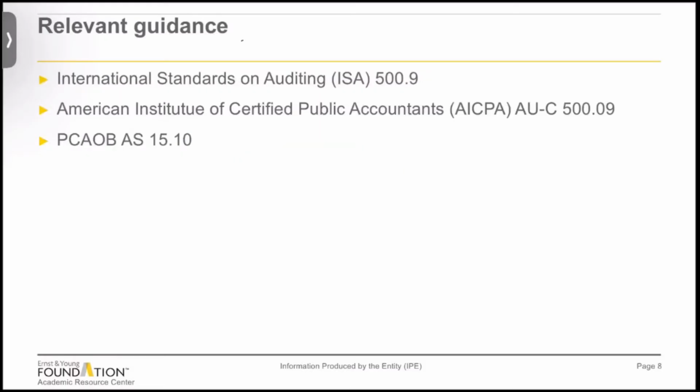So the relevant guidance for the testing of IPE and the understanding of the underlying measures under which IPE is produced: we have ISA 500, Section 9, AICPA AUC 500.09, and PCAOB AS 1105.10.